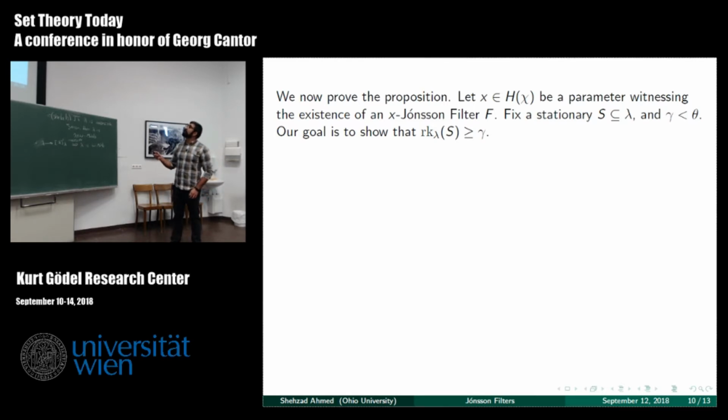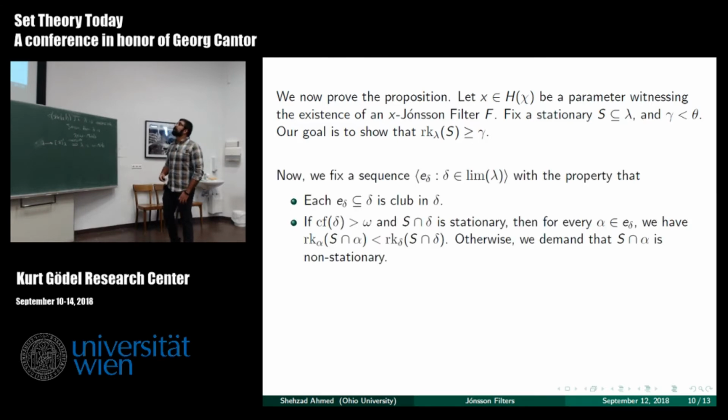All right, so here I'm going to fix a Jónsson filter F, and what I'm going to do is fix a stationary S subset of lambda, and I want to show that the lambda rank of S is greater than or equal to gamma. If I can show this for all gamma less than theta, I'm done. Okay, so the nice part here is that the stationary rank of S is witnessed by clubs.